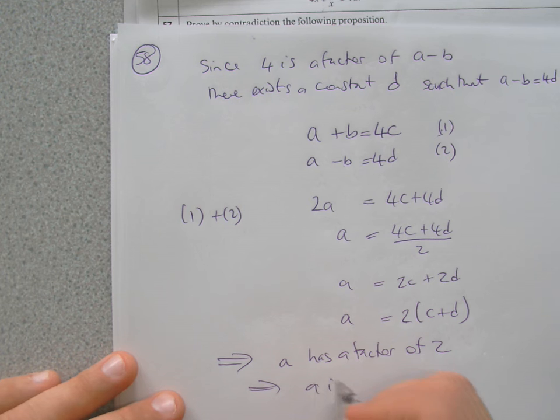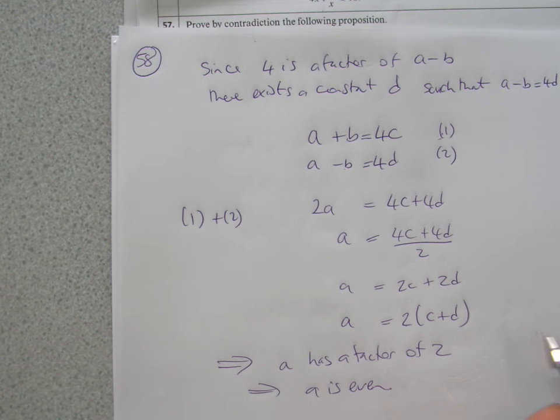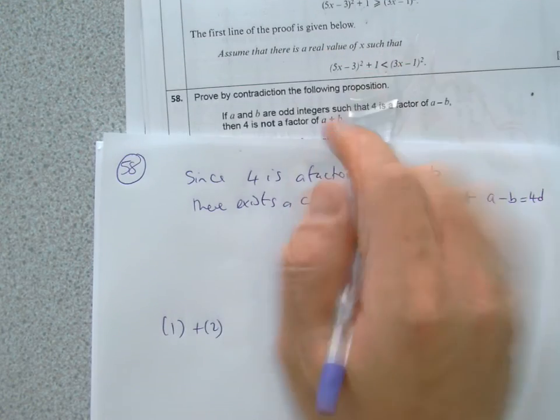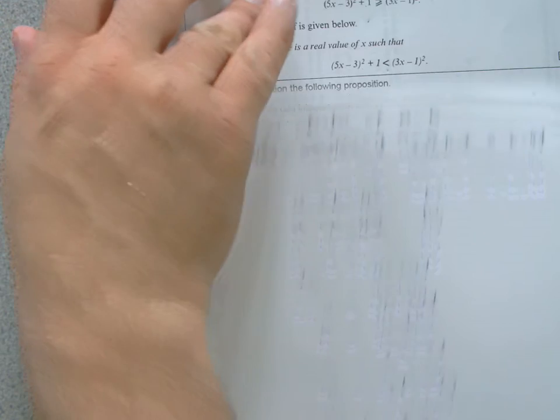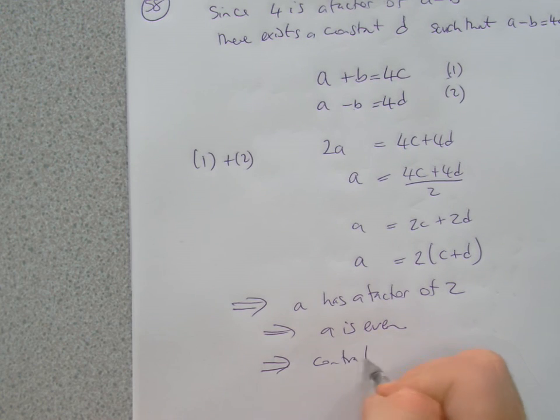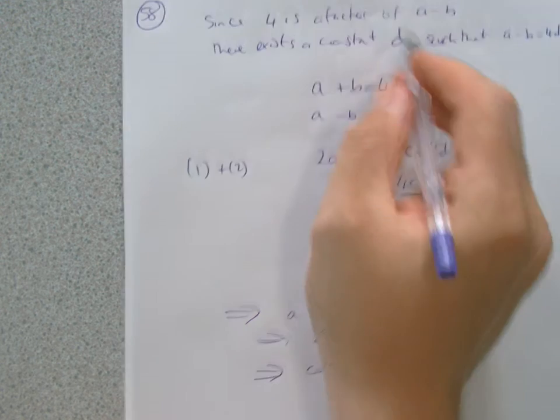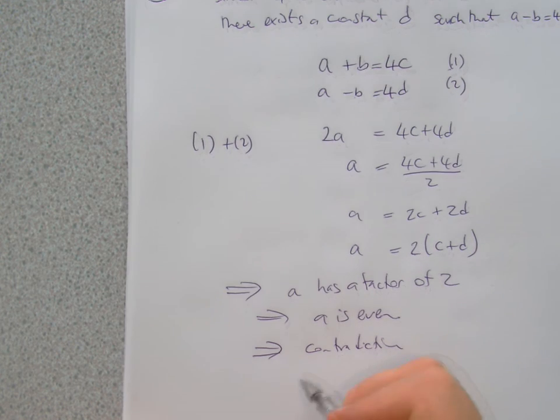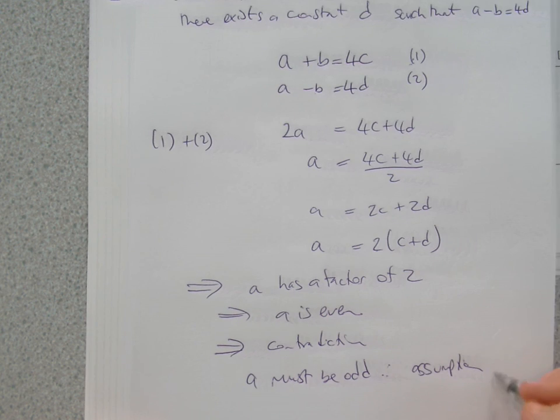This implies a is even. If it's got a factor of 2, 2 goes into it, it's even. Can a be even? Look at the question: a and b are odd integers. So we've got a contradiction. By assuming all this up here, it turns out to be a contradiction. a must be odd. Therefore, the assumption is false.